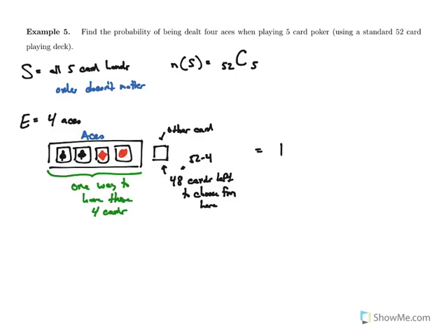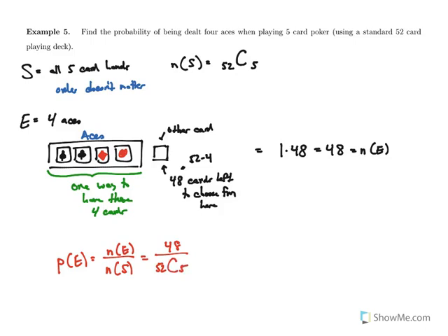So here we're going to have 1 times 48, 48 possible things. That's going to be the size of our event. 48 ways to get 4 aces in a hand. So our probability here is going to be the size of our event over the size of the sample space. 48 over 52 choose 5, which is going to be about 1 in 50,000.